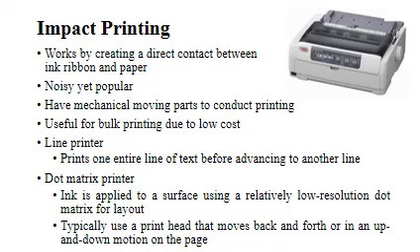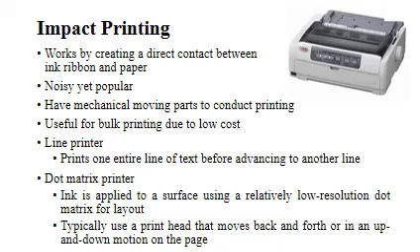Next one is impact printing. Impact printers work using the principles of impact printing. Impact printers are those printers which work by creating a direct contact between ink ribbon and paper. These printers are noisy yet popular. Impact printers have mechanical moving parts to conduct printing. Examples of impact printers are dot matrix printers, daisy wheel printers, and line printers.